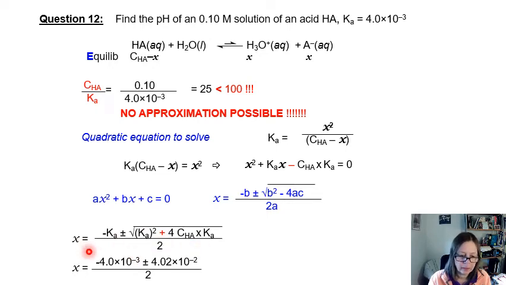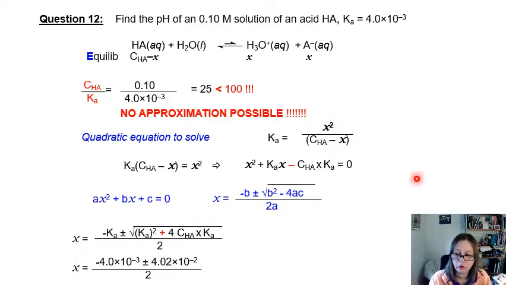If you plug in the numbers and do this calculation here, you will find that X is minus 4 10 to the negative 3 plus or minus 4.02 10 to the negative 2, divided by 2. If you take the solution with a minus here, your numerator overall is going to be negative, which means that X is going to be negative.